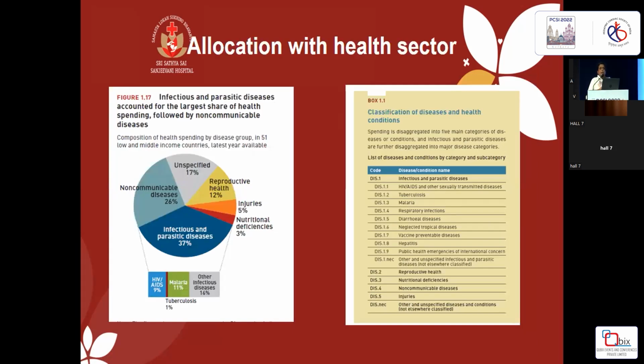Now, within the healthcare sector, what is the allocation of funds? This is something at international and national level, and also stems from WHO. So when you look at the global spending, the maximum amount of spending is on infectious and parasitic diseases, which is 37%. The non-communicable diseases are a very big club with many members, and only 26% of the budget is allocated to them, followed by unspecified. Unspecified includes a lot of trauma, reproductive health, and injuries.